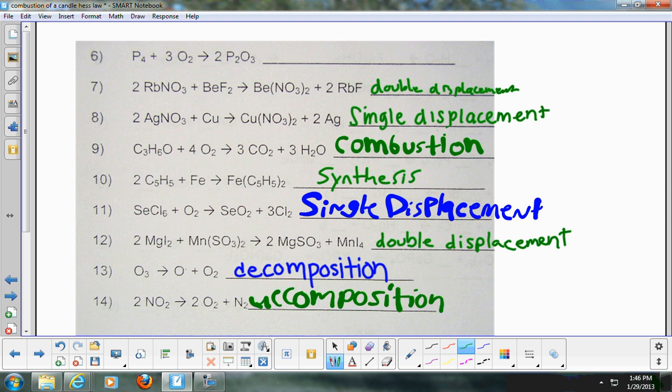How do you fix this connection? Okay, how do we do? Okay: double displacement, single displacement, combustion, synthesis, single displacement, double displacement, decomposition, decomposition. Good job.